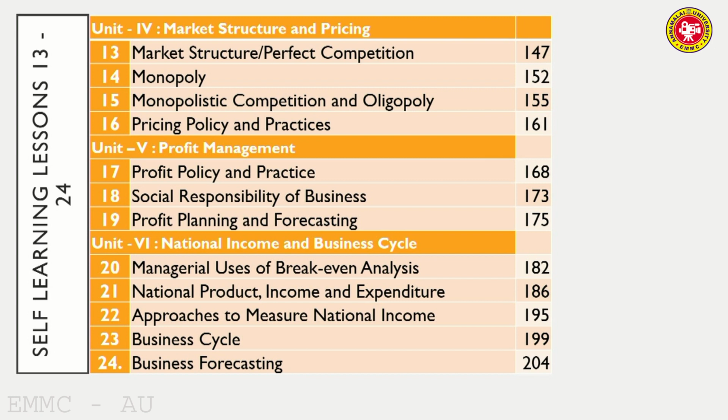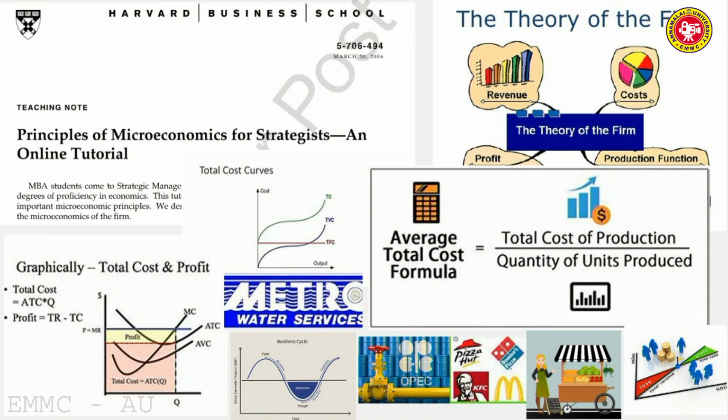And you have unit 6, which comprises 5 lessons: the 20th lesson is managerial issues of break-even analysis, the 21st lesson is about national product, income and expenditure, the 22nd lesson is approaches to measure national income, business cycle is our 23rd lesson, and the 24th lesson is about business forecasting, how the business trend is going to prevail in the market. So these are a glimpse of the lessons and the objectives that we have discussed so far.